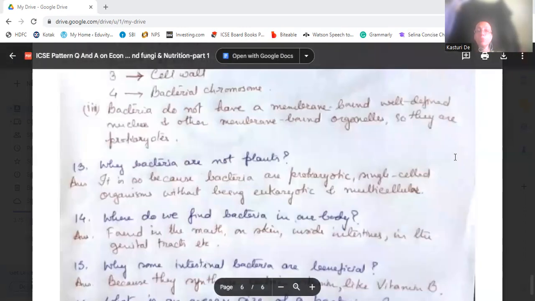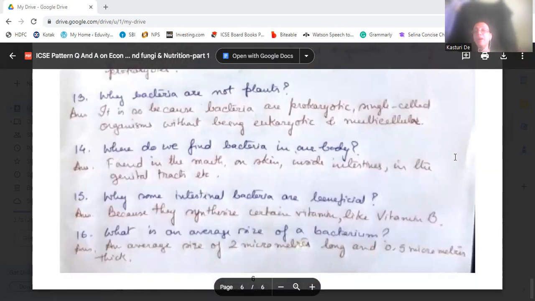Now, next question: Why are bacteria not plants? Because they are prokaryotic, single-celled organisms, instead of being eukaryotic and multicellular. Where do we find bacteria in our body? In our mouth, on the skin, inside intestines, in the genital tract, etc.